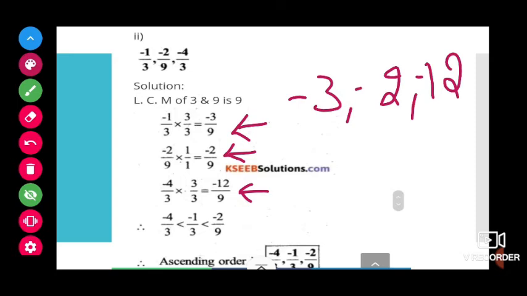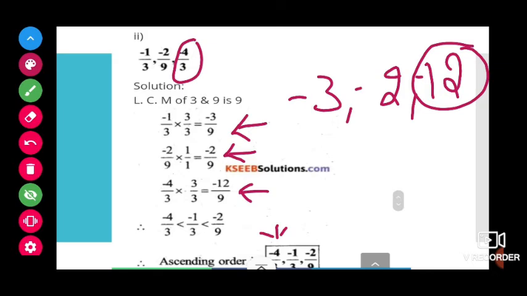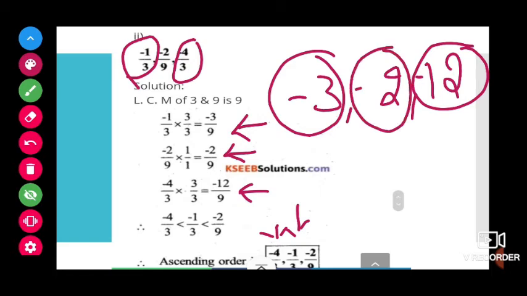So numerators are minus 3, minus 2, minus 12. Here also negative, so again we have to follow the same: having more negative is lesser value. So the least one is minus 4 by 3. That is the smallest number. The next number is minus 3, because having more negative is lesser value, so the next number is minus 1 by 3. The next is minus 2 by 9.